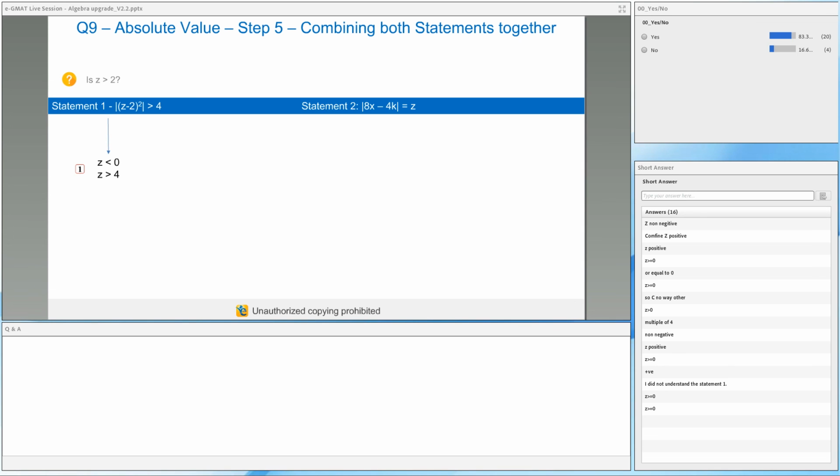Finally, when we combine both these statements, I got this from statement 1 and this from statement 2. And from this, the common part that we can take is that it's greater than 4, which will help me answer my query. And hence, the correct answer in this case is option C.